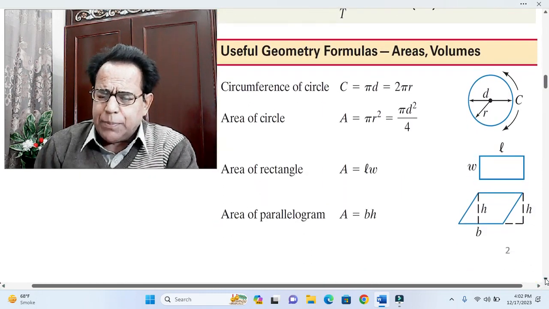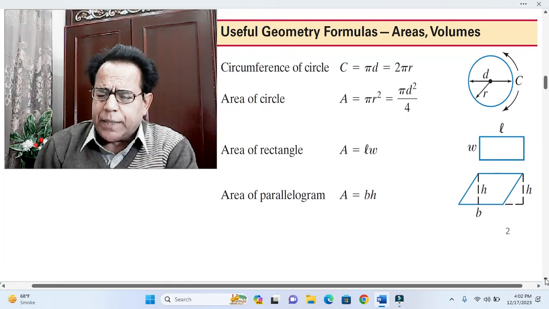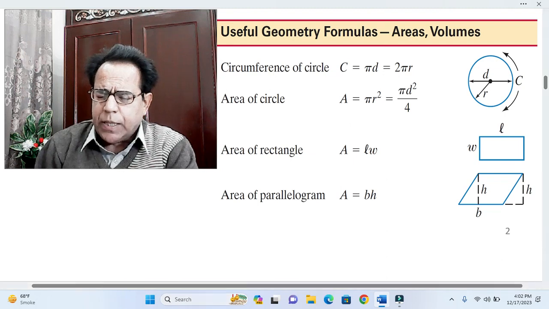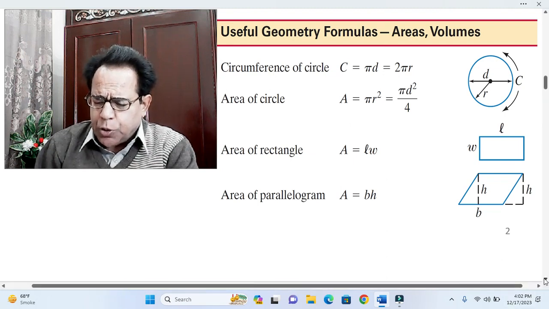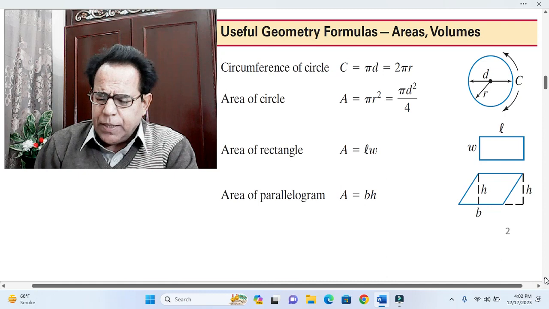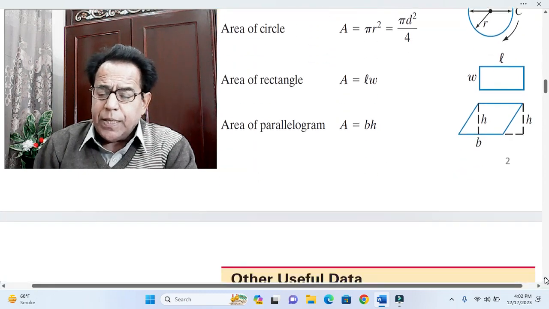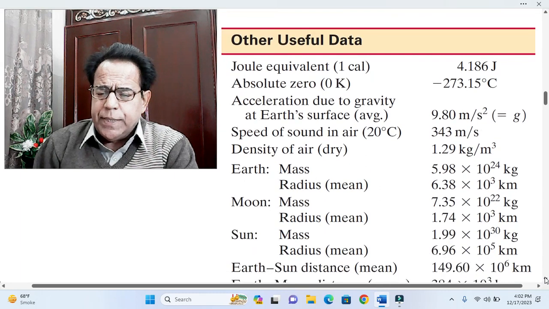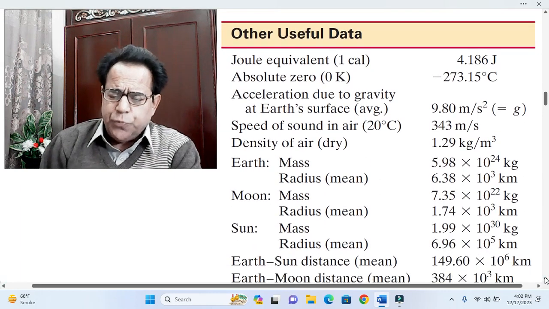The next snapshot says useful geometric formulas, areas and volumes. The circumference of a circle C is equal to pi D, which is equal to 2 pi R. We will use this expression. We leave the remaining portion of this snapshot, because we highlight only that value which will be used in this problem. Other useful data.